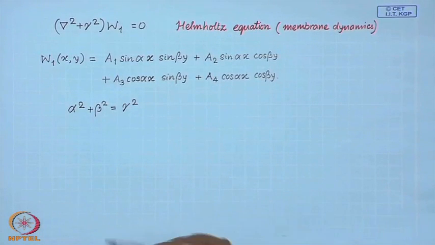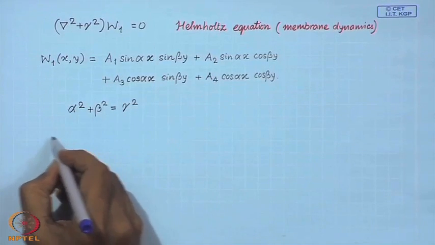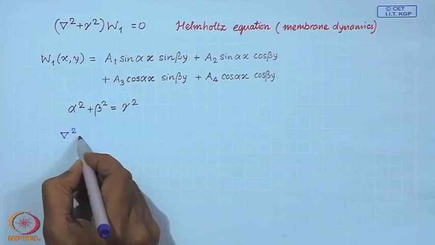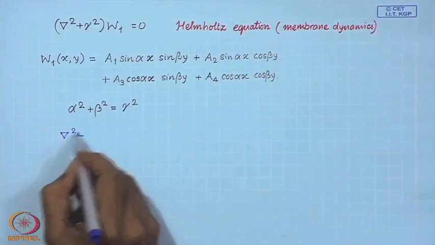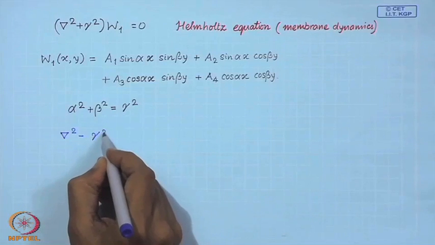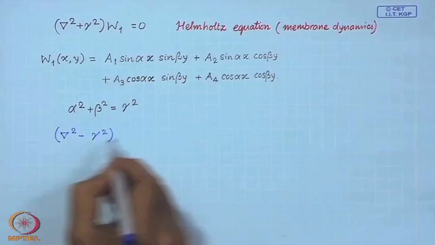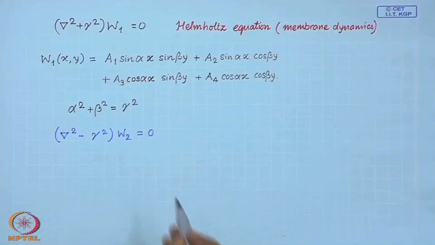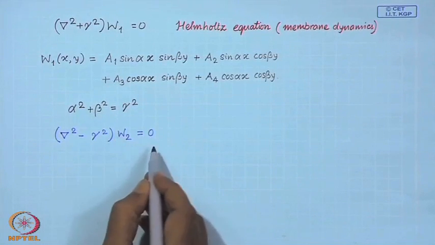Now, let us look at the other differential equation. So, this is the Laplacian minus gamma square operating on W2 is 0.